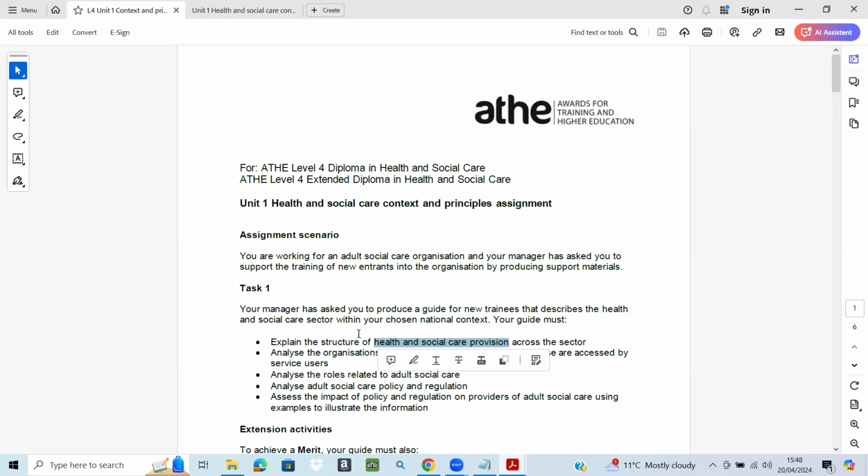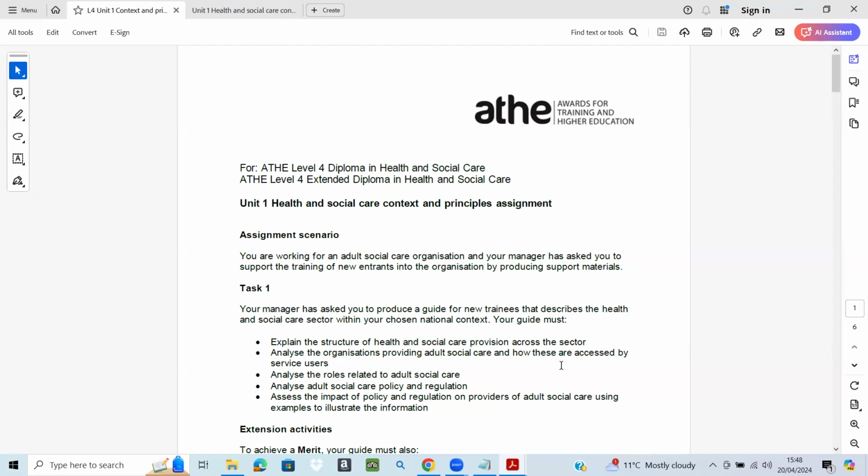So we will look for these important points when we are searching for information on Google, or searching any book or any content which is available on the Moodle. What we look for is the structure of health and social care provision, and we will explain it in our own words. We cannot copy and paste exactly the same information from any book, website or any other source and just paste it there.